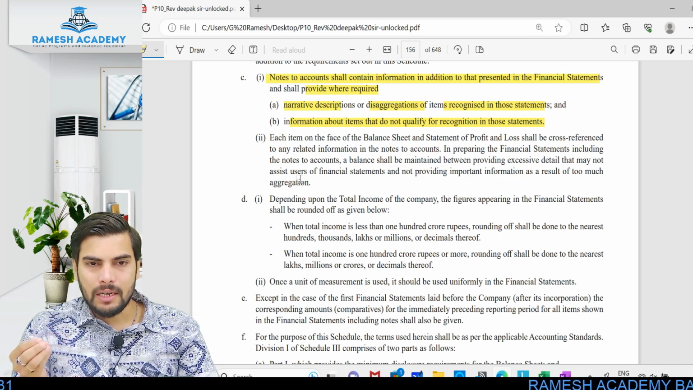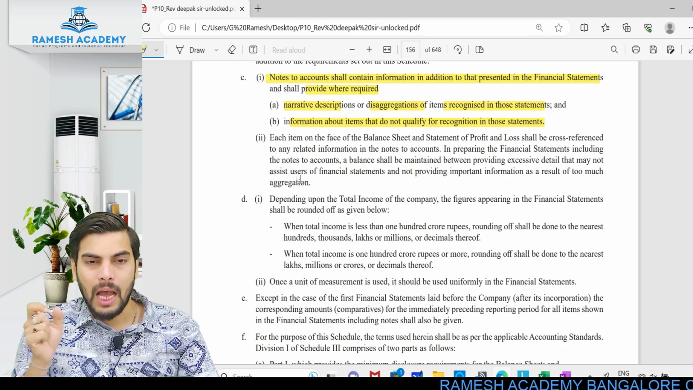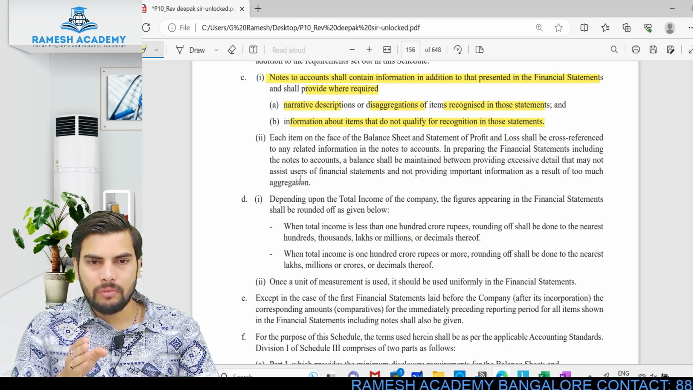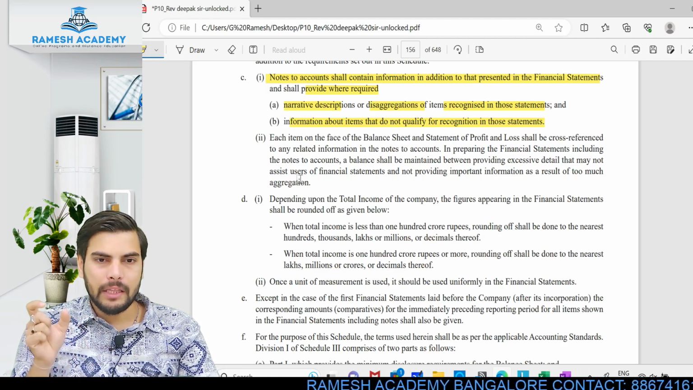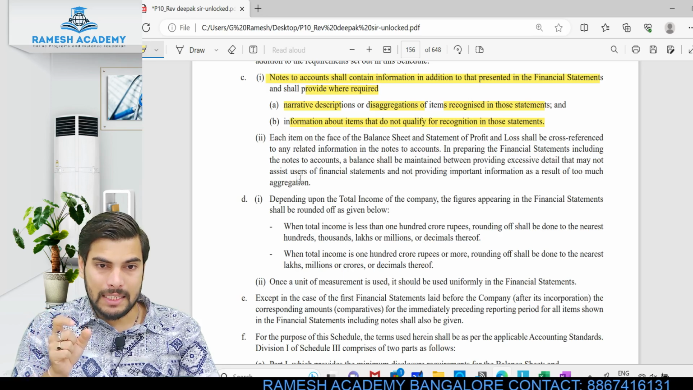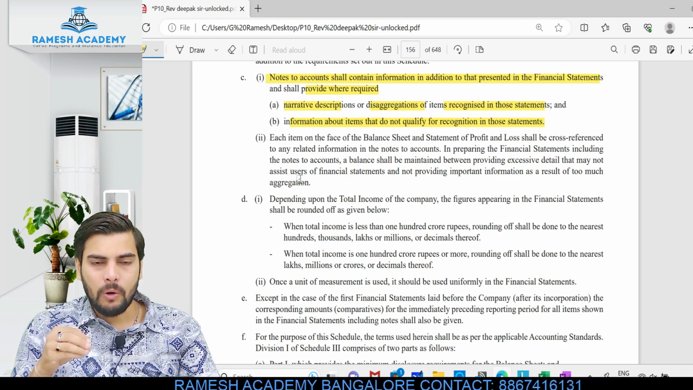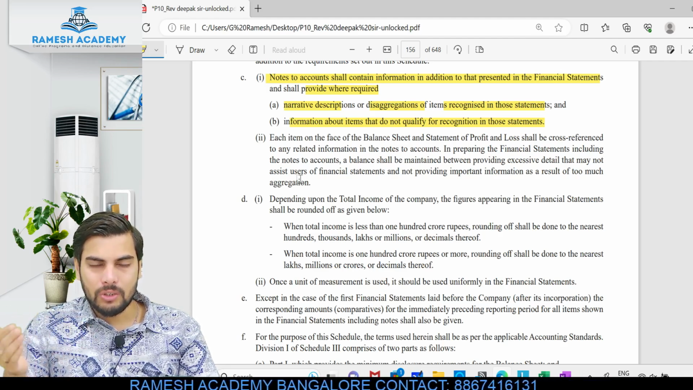Clear? So that's the reason on the face of the financial statements, P&L account and balance sheet, I'll be providing only the required information. In the P&L account, information relating to my expenses and income, and in the balance sheet, information relating to my assets and liabilities. Only this information will be provided. Okay. Now, in the notes to accounts, additional disclosures will be made.